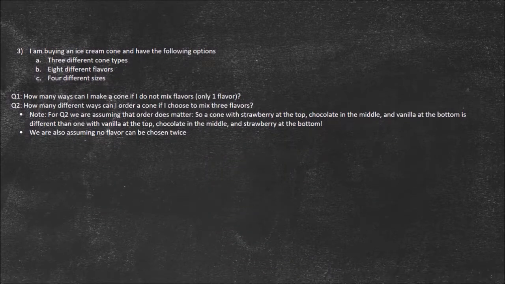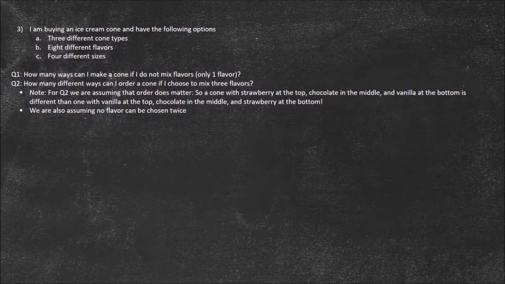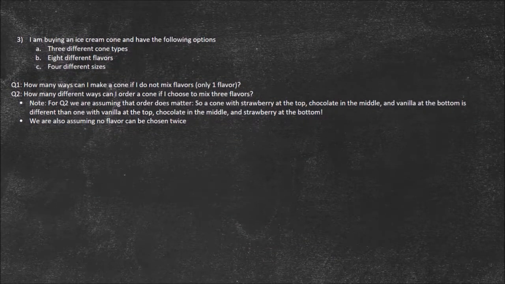This last one's a little bit tougher, so definitely be ready for this one, and again, I recommend pausing it and trying it on your own before I do it. So first, I'm buying an ice cream cone and they have the following options. There are 3 different cone types, 8 different flavors, and 4 different sizes. How many ways can I make a cone if I don't mix flavors? I'm only having one flavor, so that's pretty simple.